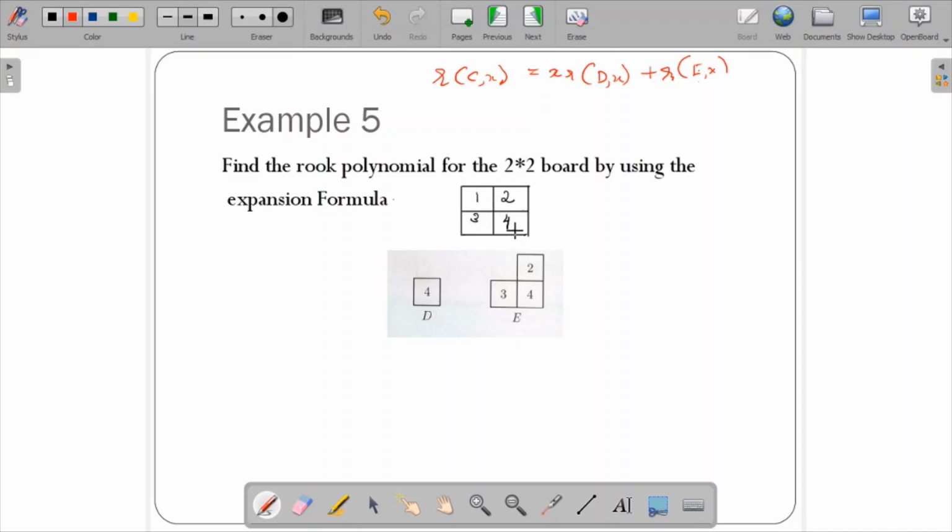So this is the 2 cross 2 board. Using the expansion formula means we are supposed to mark one star. So when I mark the star, let me mark star to 1. When I mark star to 1, then this row as well as this column are eliminated, and what is left out with 4 is only D. And just excluding 1 is E. Rest all the contents are there, that is 2, 3, 4.